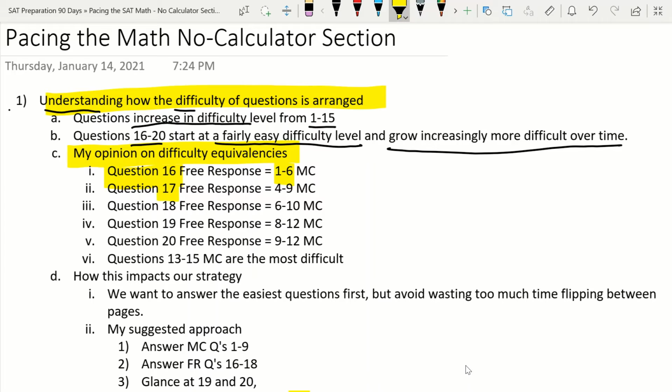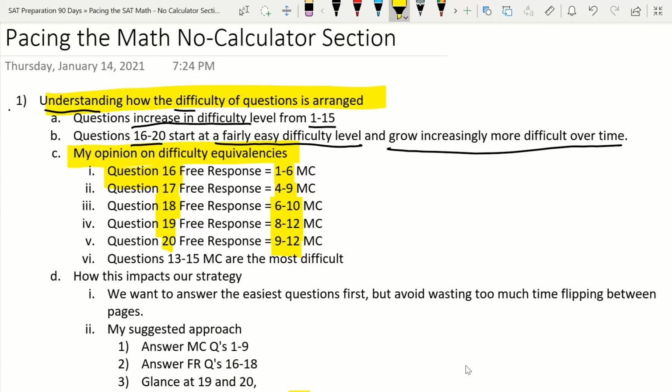Now, question 17, in my opinion, would be comparable to questions 4 through 9 on the multiple choice. So it could be comparable to question 4's difficulty, or question 7 difficulty, or question 9's difficulty. But either way, we see question 17, it's more than likely easier than whatever question 10 through 15 is. Okay, next, we've got question 18. In my opinion, question 18 of the free response is generally as difficult as questions 6 through 10 of the multiple choice. Okay, we see question 19. I believe that that one's generally equivalent in difficulty to questions 8 through 12 of the multiple choice. And question 20, we see that that's generally, in my opinion, equivalent to the difficulty of a question 9 through 12 on the multiple choice.